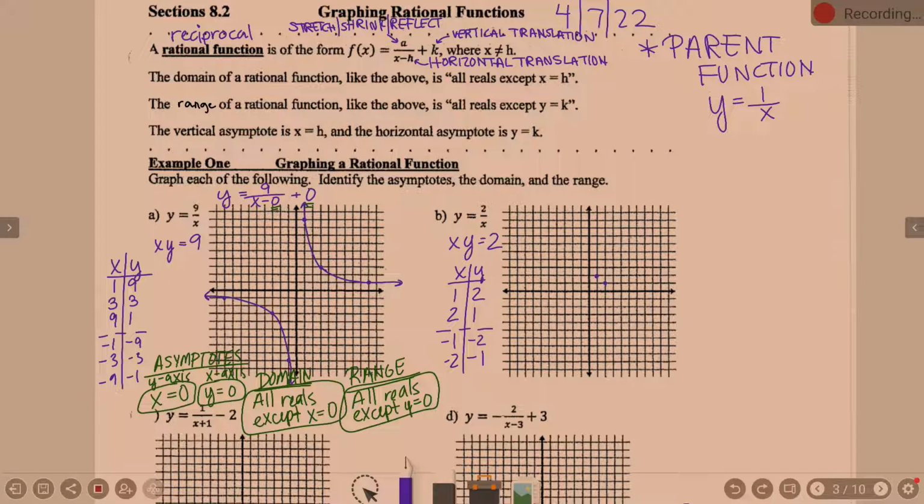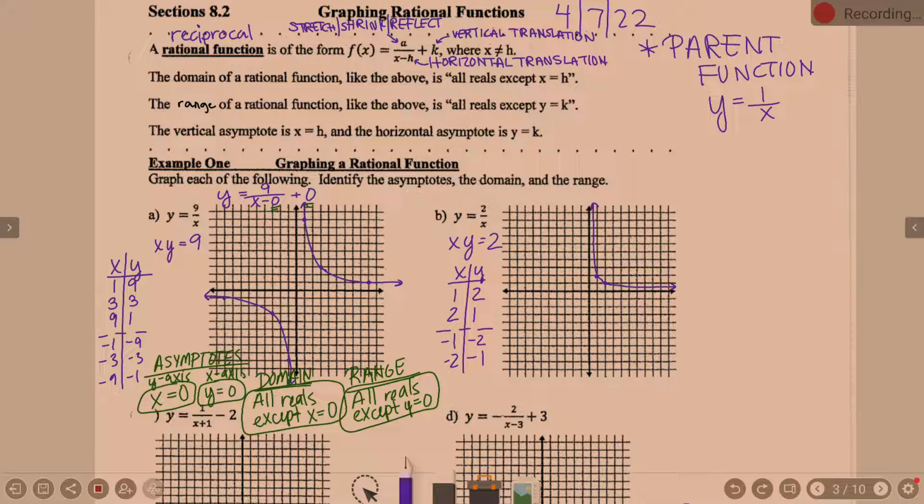What's my graph look like, though? What did the graphs look like yesterday? What did this graph look like? It's curving out and away from the origin, running alongside the x and y axis, never crossing, never touching. Does that make sense? So my graph looks like that.